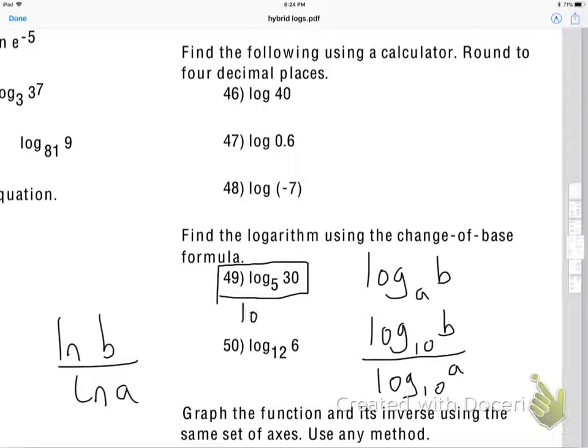Now, I can do this, of course. Remember, log to base 5 of 25. I know that's 2, because 5 to the power 2 is 25, but I can't do this. Too hard. So what we use is the change of base rule, and here it is, okay?